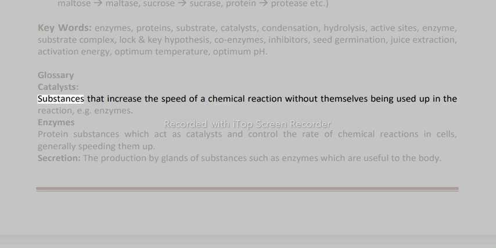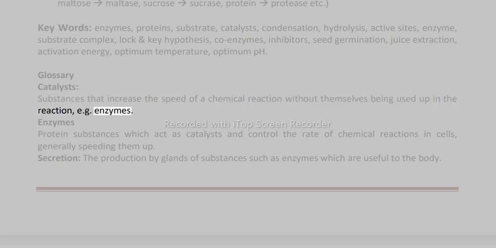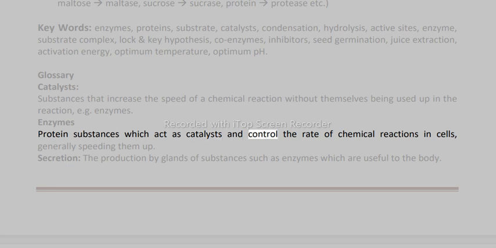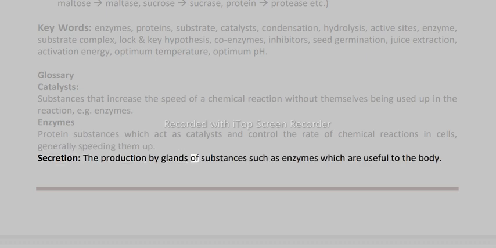Glossary: Catalysts: substances that increase the speed of a chemical reaction without themselves being used up in the reaction, e.g. enzymes. Enzymes: protein substances which act as catalysts and control the rate of chemical reactions in cells, generally speeding them up. Secretion: the production by glands of substances such as enzymes which are useful to the body.